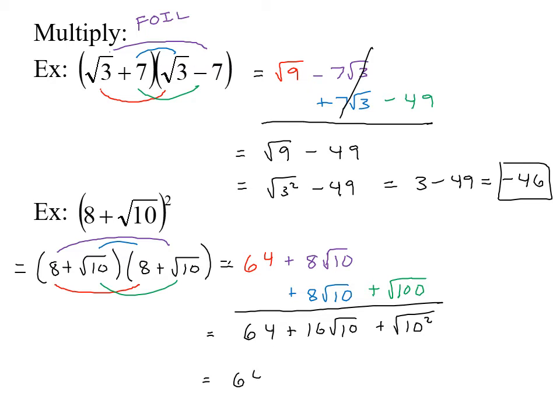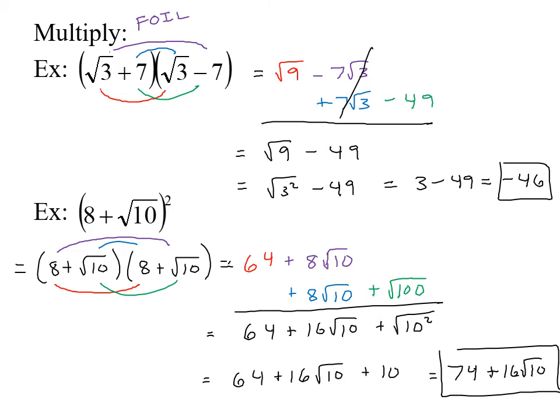So I'll get 64 plus 16 square root of 10 plus 10. So that gives me 74 plus 16 square root of 10. Again, here we don't have the ability to get rid of the radical, and that's okay.